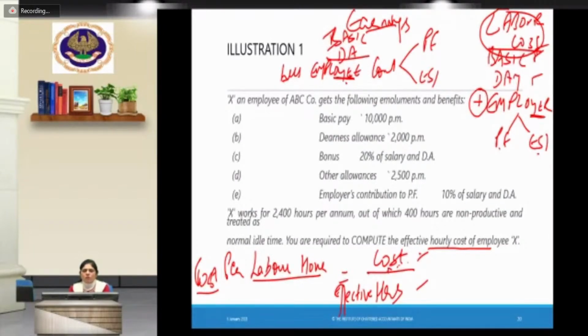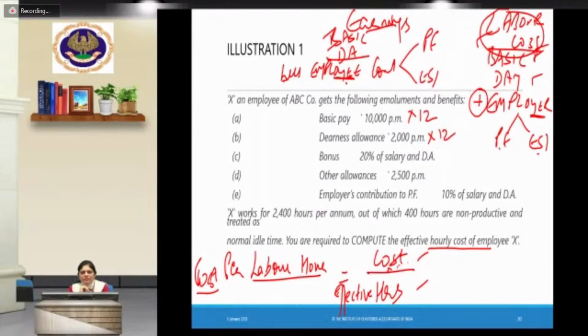So now what is basically the cost? We have the basic pay, 10,000 per month, so 10,000 per month into 12. Clear? We are calculating the labor cost. So basic pay 10,000 per month, that means into 12. DA allowance 2,000 per month, that means into 12. All right, so please calculate side by side. Basic pay 10,000 per month into 12, DA allowance 2,000 per month into 12.